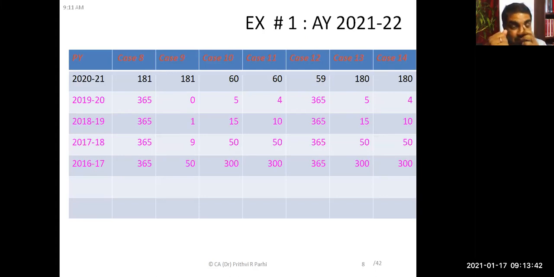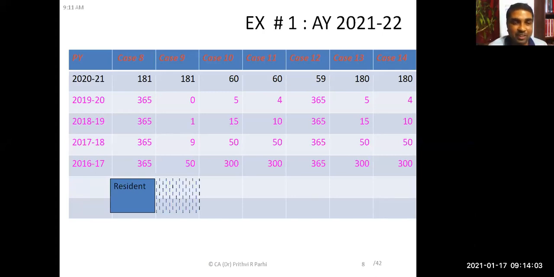Now, first case 8. Tell me. Resident. Which condition? First or second? Second condition. 60 plus 365, right? 60 plus 365 plus 10. Case 9. Non-resident, because 60 plus 365 is not there. Non-resident.